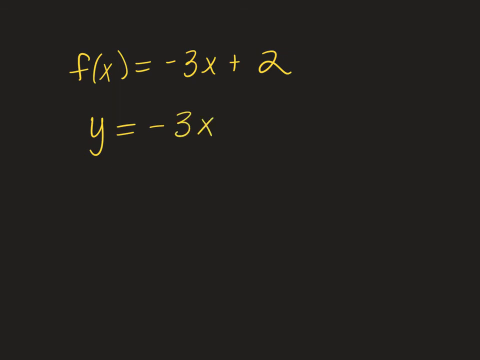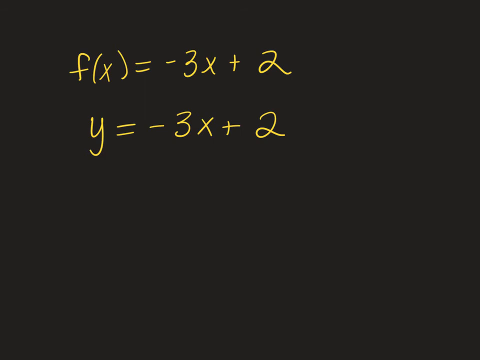All right, so let's say that we have a function f of x is equal to negative 3x plus 2. The easiest way to find the inverse is we're going to take f of x and rewrite it as y, because they mean the same thing. But it's just easier to work with y instead of f of x. So we know that y equals negative 3x plus 2. You can always interchange f of x and y.